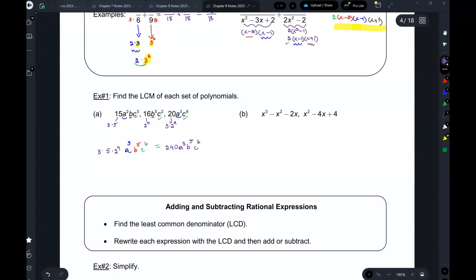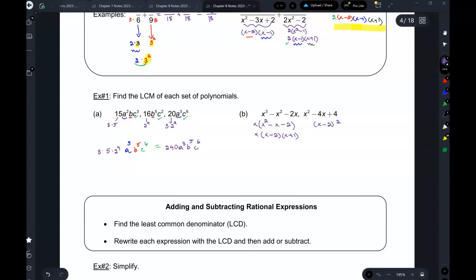All right, so let's take a look here. Of course, we're going to factor first. So here we factor out an x. I get x squared minus x minus 2. I factor some more. I get x minus 2, x plus 1. Okay, this one. When I factor, it gives me x minus 2 squared.